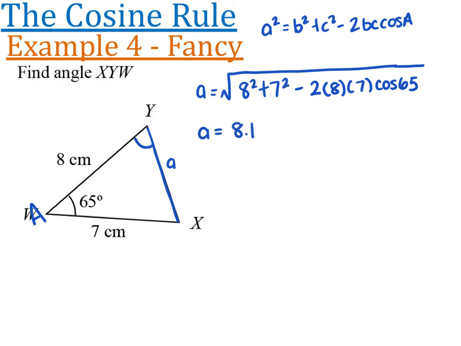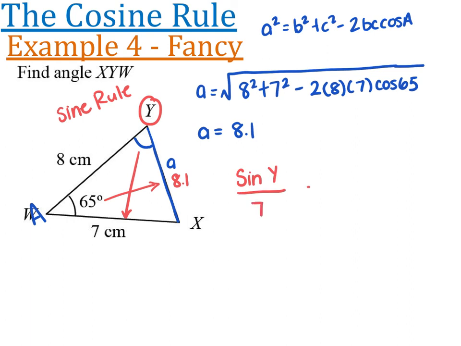All right, now that I've got that, now I need to use my sine rule. So I'm going to use my 8.1 over here. So I've got the 65 and the 8.1, and I also have the 7 centimeters and angle Y. So this time I'm looking to find an angle using the sine rule. So I'm going to put my sine of angle Y on the top of my fraction. So for this next part, I'd be looking for sine Y. I don't know why I wrote it like that. Let me just fix that. Sine Y divided by 7 is equal to the sine of 65 degrees divided by 8.1.